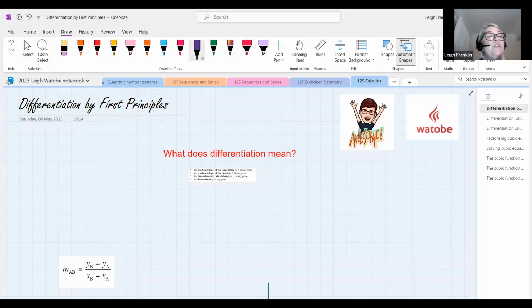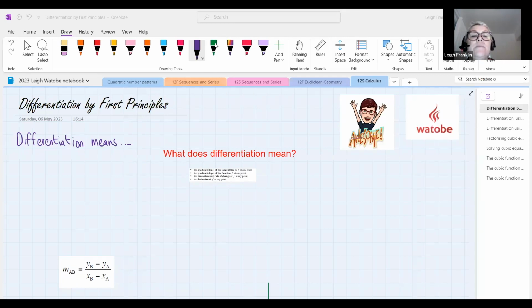What does the word differentiation mean to you? Why is it doing this? What does differentiation mean to you? You can put it in the chat if you're afraid to unmute. What does differentiation mean to you? Let's go, any ideas, people? I know you guys are not that quiet. There we go.